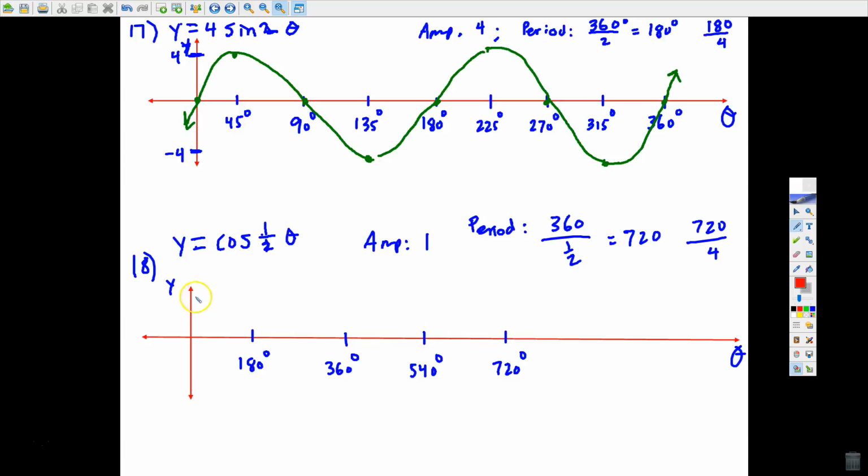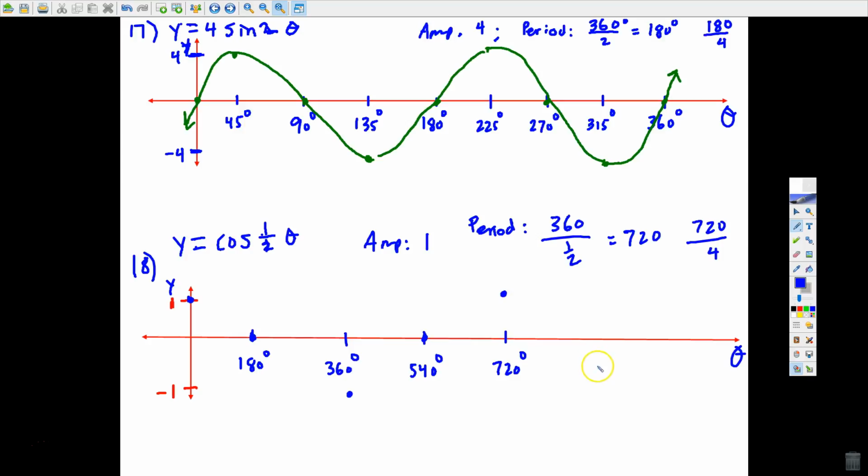So let's do our amplitude of 1 and negative 1. And so cosine will start up here. If we do cosine 0, 1/2 times 0 is still 0, and cosine 0 is 1. Here we'll do theta is 180 degrees, 1/2 times 180 is 90, cosine 90 is 0. 1/2 times 360 is 180, cosine 180 is negative 1. Then we're back to 540, and then up to 720.